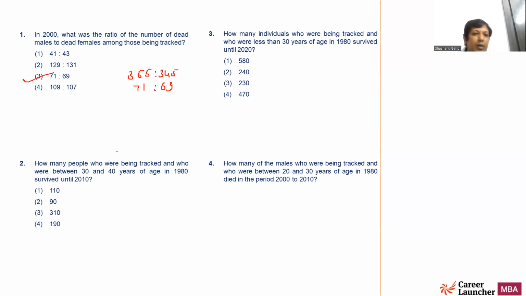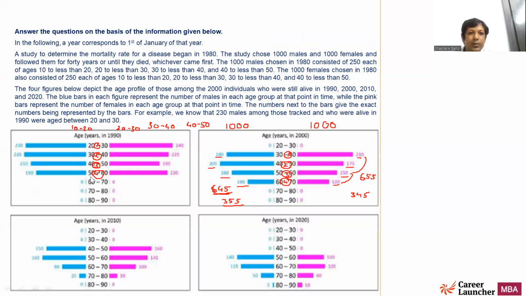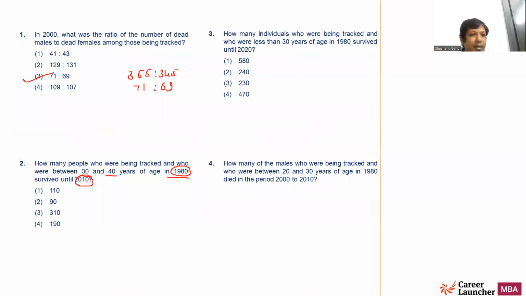How many people who were being tracked and who were between 30 to 40 in 1980 survived till 2010? So in 2010, the age group 30 to 40 is the third age group, that is this. So I have 90 men and 100 women that survived. So this question is a direct question. So the answer here is going to be 190. Now this is extremely easy.